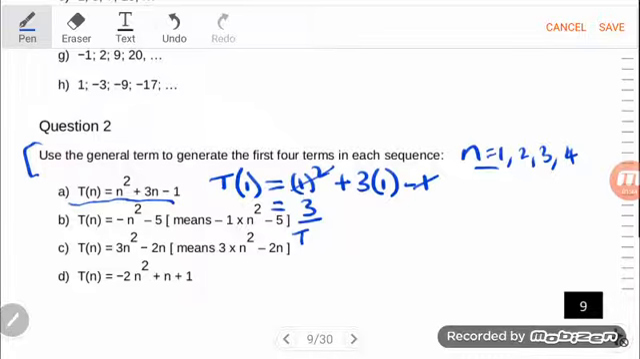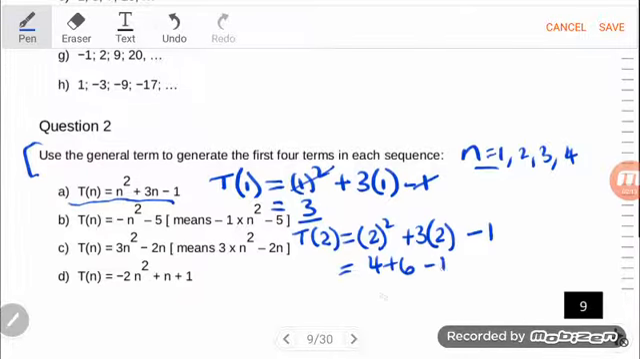Again, when n is equal to 2, for A, every time we see the letter n, we're going to replace it with 2. We're going to substitute it. 2 squared plus 3n, which is 3 times 2 minus 1. It's going to be 4, 3 times 2, remember the brackets mean times, 6 minus 1, 9.